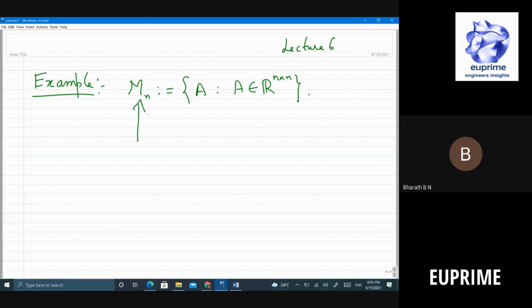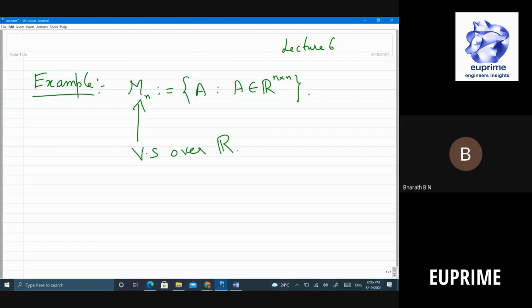So this is a vector space over what? R, right? R is the field. Okay. Now I can think of these matrices as vectors. How do I think of these matrices as vectors?